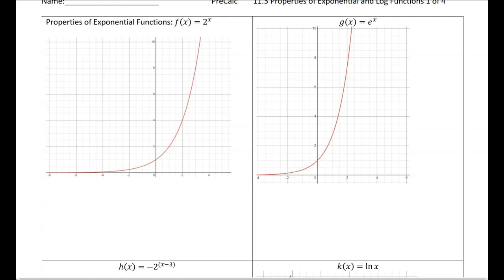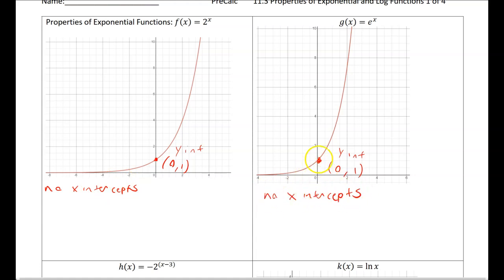So we're going to consider these first two first. We have f of x is 2 to the x and g of x is e to the x. And we're going to start with the y-intercepts of both of these. So those are where x is equal to 0. And notice for both of these graphs, our y-intercept is the point (0, 1). And also for both of these graphs, notice they kind of snuggle up to the x-axis. So they never touch the x-axis, so they have no x-intercepts.